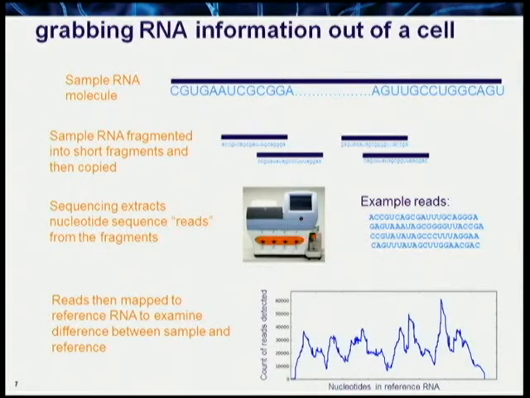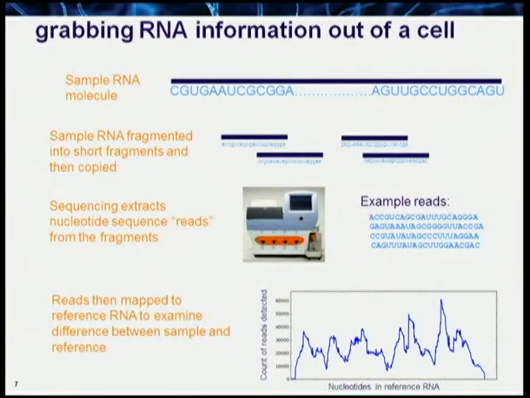To sequence this and derive what these nucleotides are, you divide up this sample RNA molecule into fragments, indicated by these. And these are copied in the lab over and over and over again. So there's hundreds of thousands of copies of them. Then these molecules are stuck on a sequencing machine, and the sequencing machine produces what we call reads, which are just strings of these 4 characters.